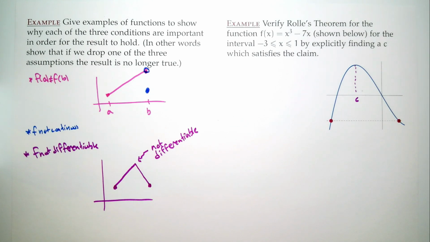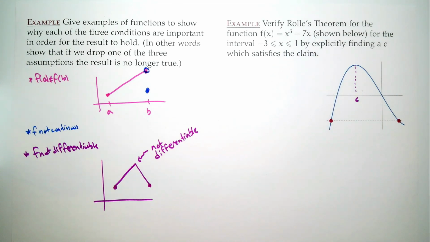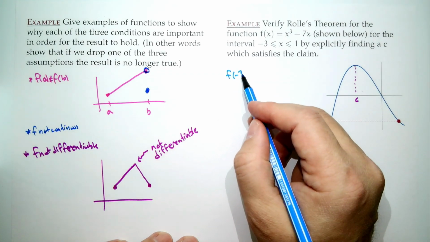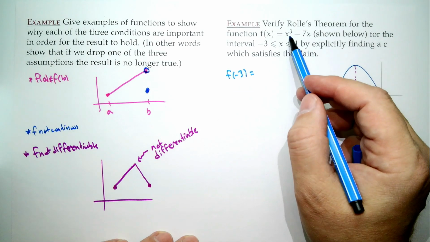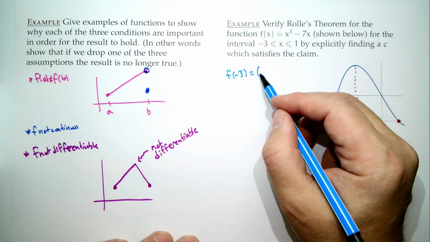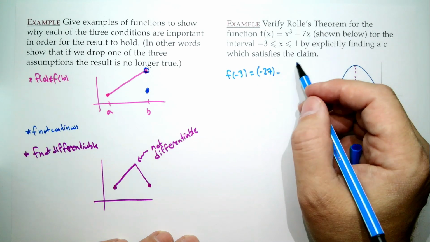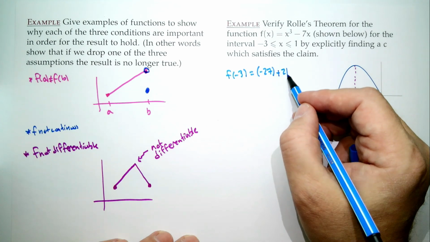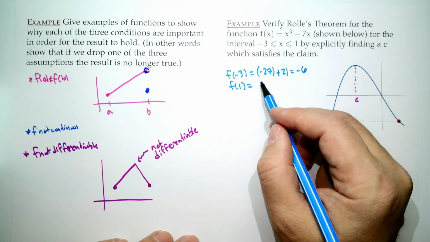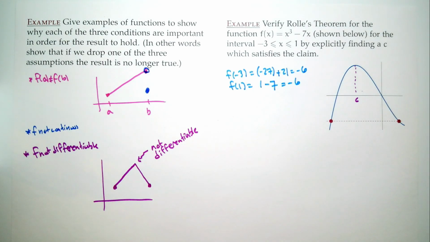Now, we should, of course, verify a couple of things. Is the function continuous? Yes. Okay, good. Do the endpoints match? Let's just verify. The picture says they do. Let's see if they actually do. Negative 3 cubed? It'll be negative 27, because the negative cube will be a negative. Then we have minus 7 times minus 3, which will be plus 21. So that's negative 6. f of 1, well, that one's a little bit easier to do. That's 1 minus 7, which is negative 6. So that tells us that it is true that the endpoints match.